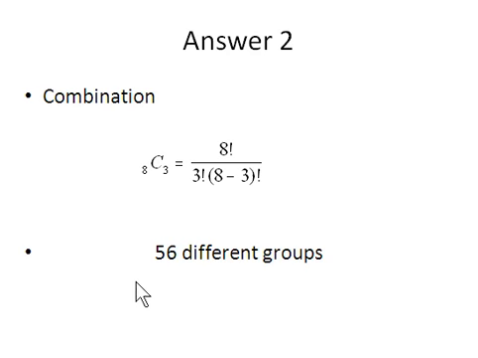Okay, you should have identified this as a combination because we are selecting 3 students from one group of 8, and the order that the group is selected in doesn't matter. One group, John, Mary, and Jane, would be the same group as Mary, John, and Jane. So a combination of 8 things taken 3 at a time should equal 56.